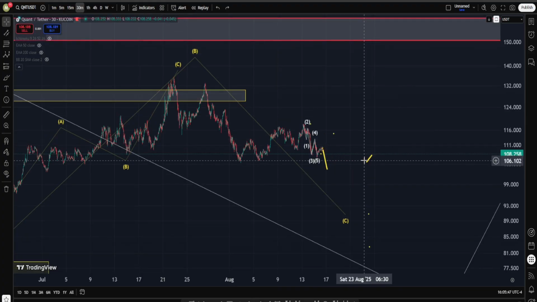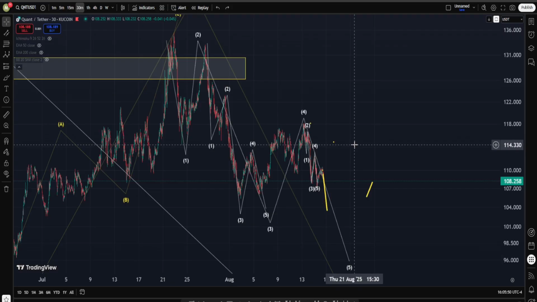And I hope I explained everything well and you understood what is going on in QNT's price chart.